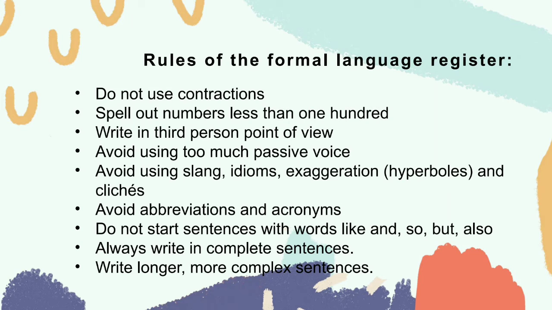Number 7. Do not start sentences with words like and, so, but, also. Here are some good transition words and phrases to use in formal writing: nevertheless, additionally, however, in addition, as a result of, although. Number 8 is always write in complete sentences, and the last rule is write longer, more complex sentences.